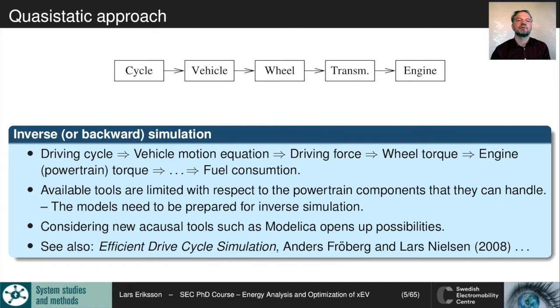The quasi-static approach is developed towards giving efficient cycle following and efficient cycle evaluations for the component, where we are focusing on the cycle as input, and we ask the question, if the cycle demands this, what would be the requirement from the wheel force? And the wheel force will give a requirement on the wheel torque, and through the transmission we will get the requirement on the engine torque, and the engine will output its need for fuel. And if we replace the engine with an electric machine, it will output its need for electric power that can be taken from a battery or maybe a fuel cell.